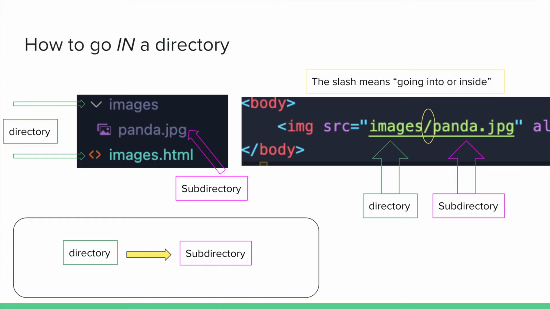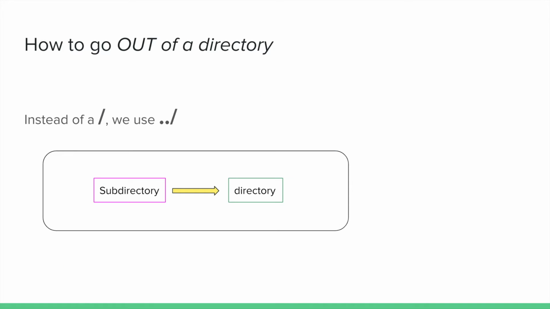Now, what if we wanted to get outside of a folder or directory? In that case, we denote that by typing two periods and then a slash, instead of just a slash. I'll discuss this more during the coding walkthrough. Without further ado, let's start coding.